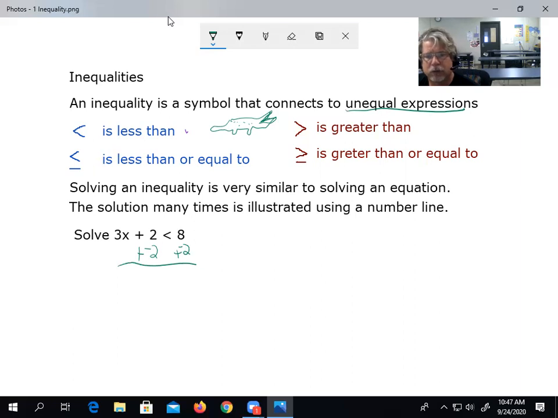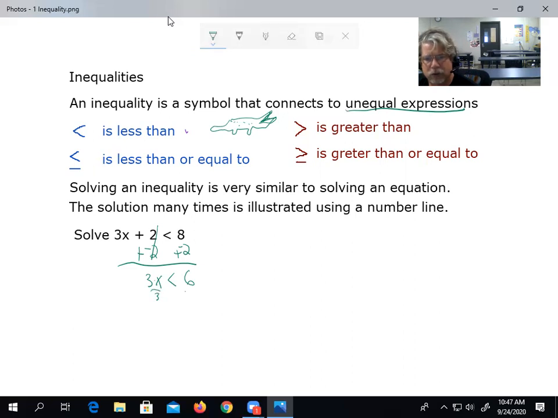So a 2 plus a -2 will zero out, so we can cancel that out. This brings down 3x, and then we have our less than symbol. And then 8 plus -2 is going to end up being a 6. Our next step is to make this coefficient turn into a 1. And since this is multiplication, what we do is we divide each side by 3.